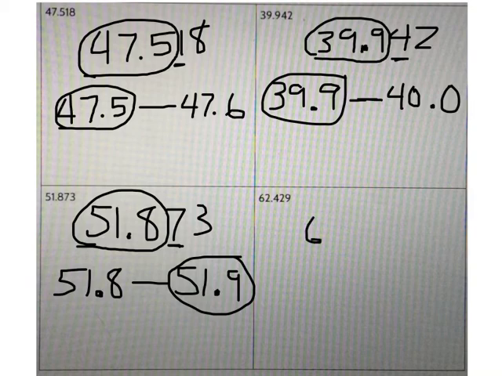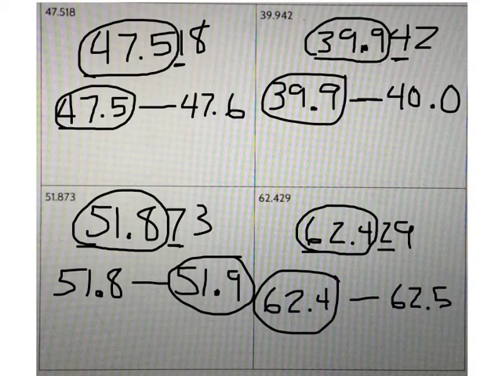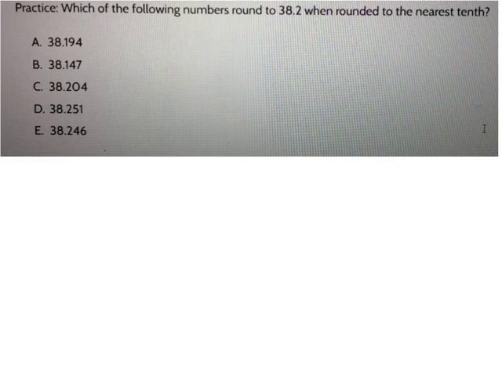What is 62 and 429 thousandths rounded to the nearest tenth? The answer is 62 and 4 tenths. The 2 in the hundredths place tells us to round down. Turn the page and look at the practice example.